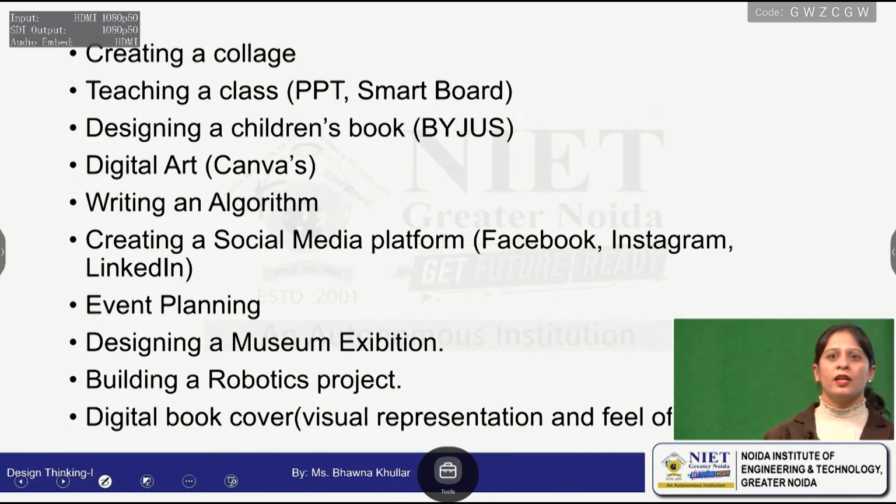Creating a social media platform: Facebook, Instagram, LinkedIn. By LinkedIn profile we can search any job, we can share every data with others, and then they call for the interview and all.